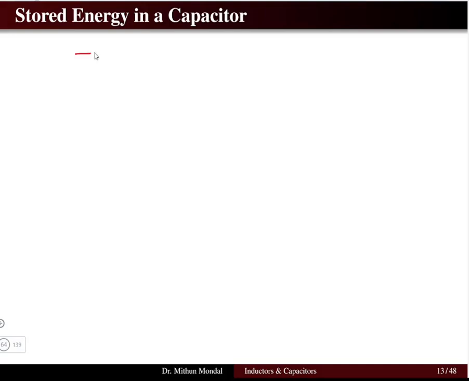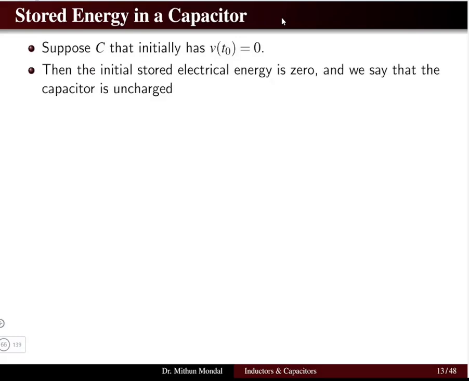What is the stored energy in the capacitor? Can we know that? Now consider that a capacitor initially has no voltage. So there is no voltage in the capacitor. Then the initial stored electrical energy is also 0. And we say that the capacitor is uncharged.